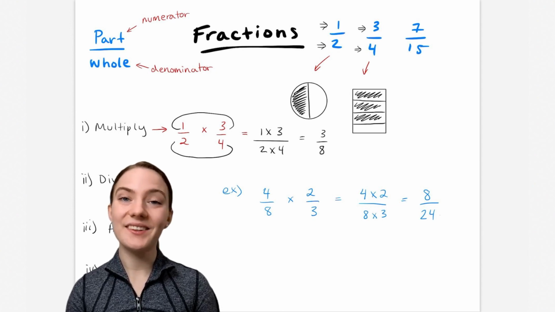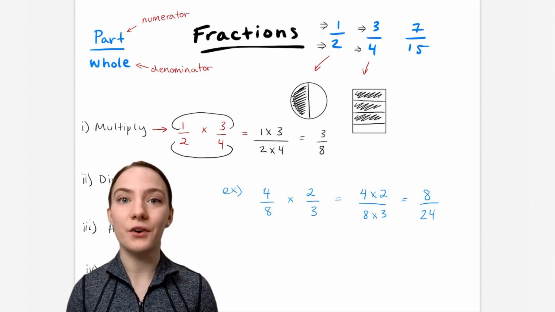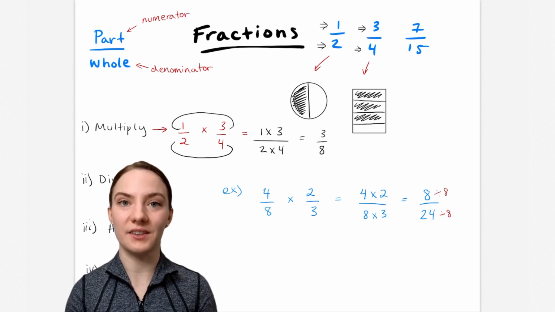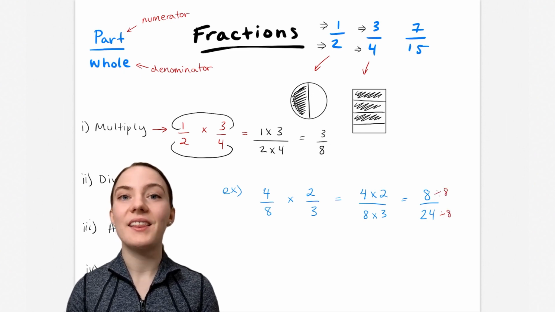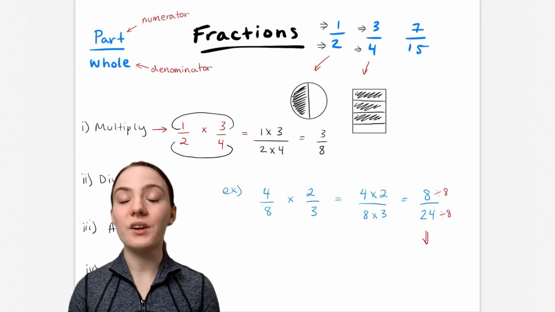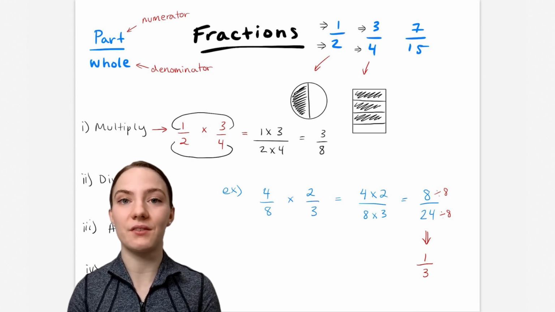And now this answer is correct, but we can simplify it further. What this means is that 8 and 24 have a common factor. In other words, they are divisible by the same number, because 24 can divide by 8 to get us 3, and 8 can divide by 8 to get us 1. And that means the simplified version of this fraction is 1/3.